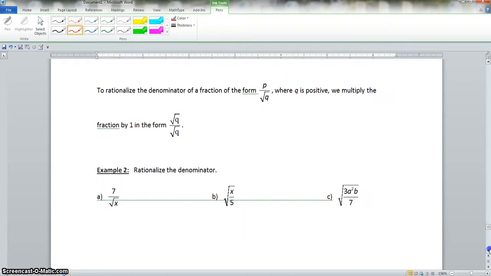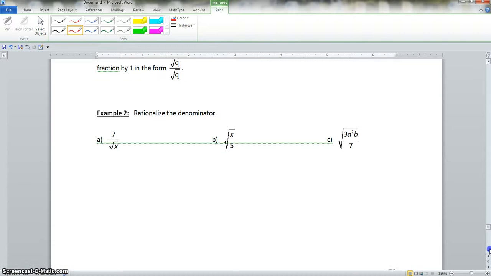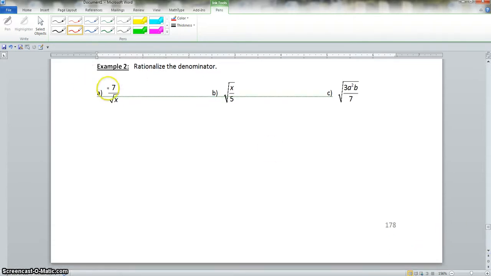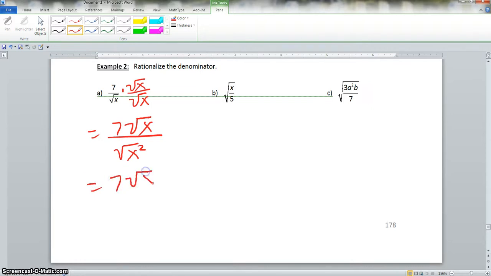So let's try this out on example 2a. Now, our square root of q here is the square root of x. So we multiply the numerator and denominator by the square root of x. 7 times the square root of x is 7 times the square root of x, and the square root of x over the square root of x is square root of x squared. So this comes out to be 7 square root of x, and we know the square root of x squared is just x.